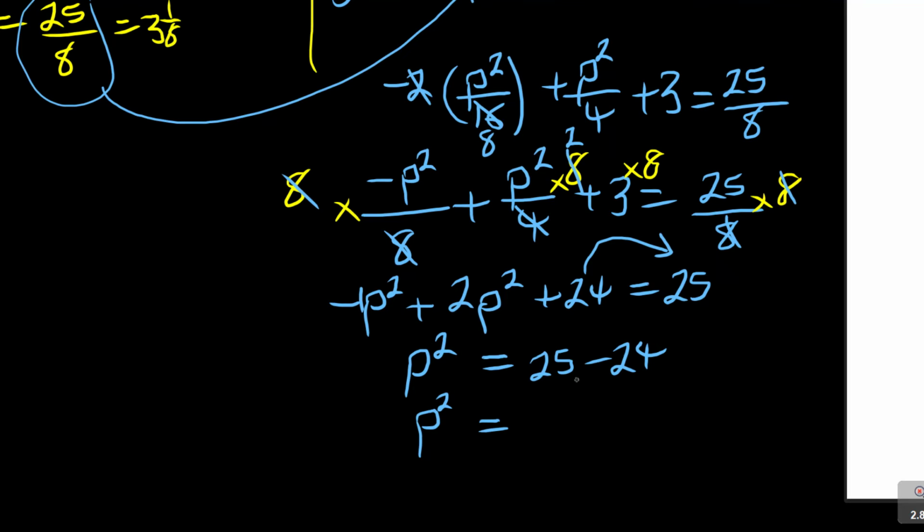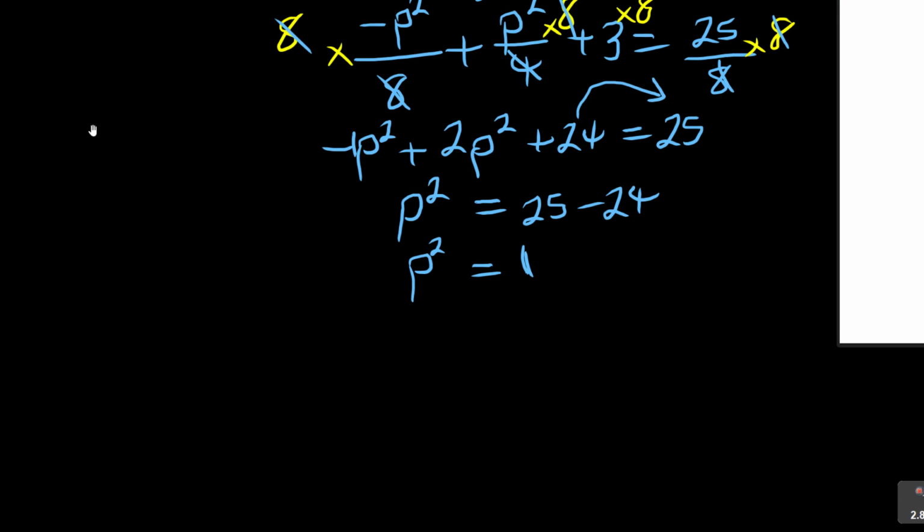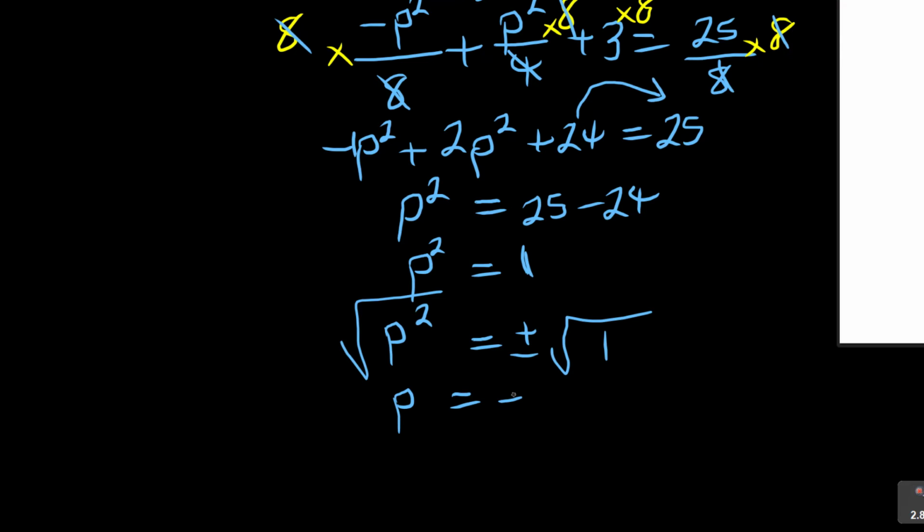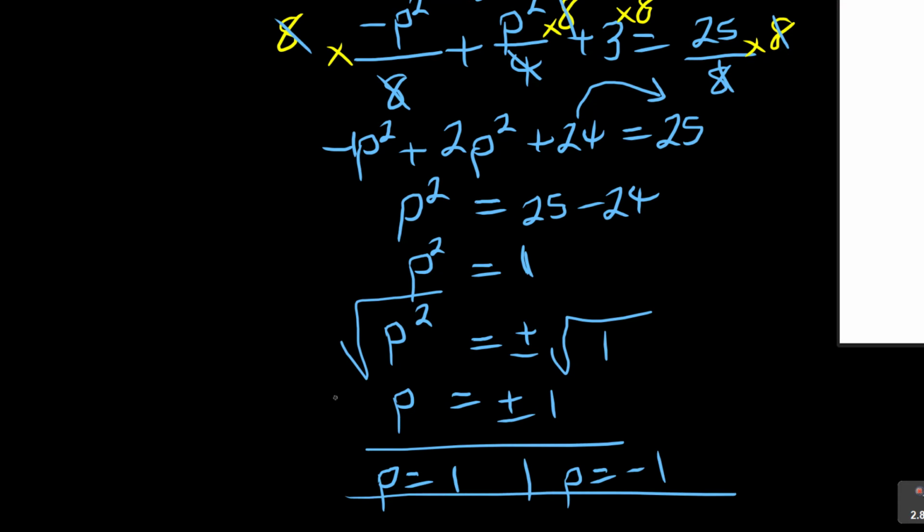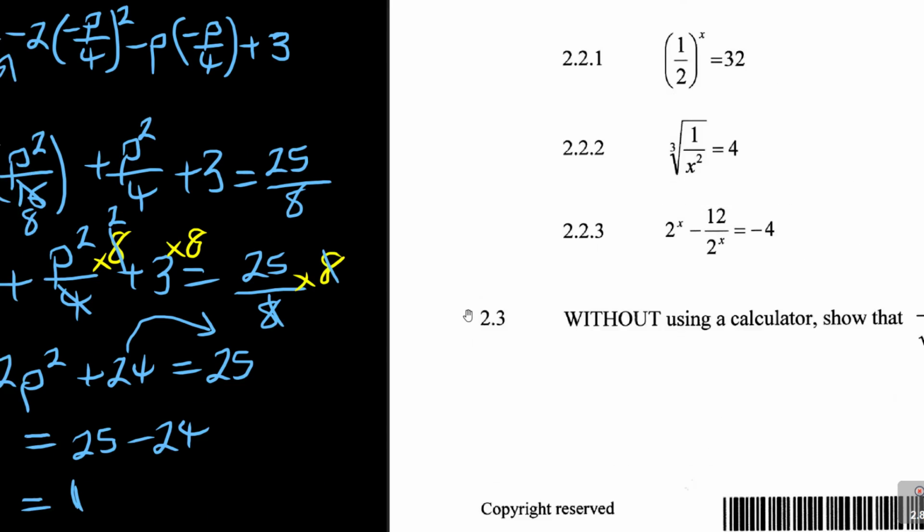How to find p? You square root both sides, right? So you've got the square root of p squared is equal to plus or minus. Remember, when you square root, you say plus or minus. So p is equal to plus or minus 1, meaning p is equal to 1 or p is equal to negative 1. That's why they said here value or values. I hope it makes sense.